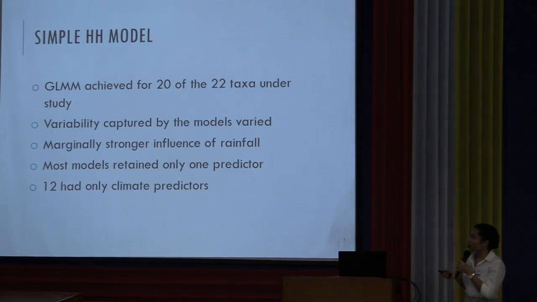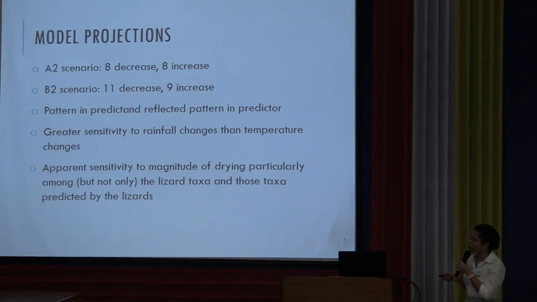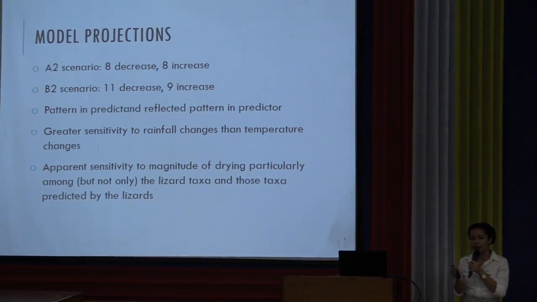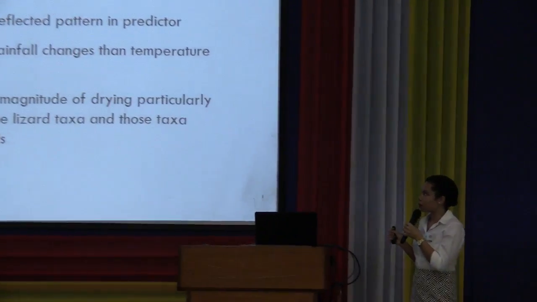So moving to the results of the model, under the A2 scenario, the worst case scenario, there was less change in abundance in these species overall. There was a stronger change actually seen in the best case scenario. We still don't have a full explanation for that. But the point is, under both scenarios, there was a decrease in the majority of species. The other thing that we noticed is, again, the organisms were highly sensitive to changes in rainfall under both scenarios. So in both scenarios, the organisms that decreased, decreased because they were predicted by rainfall.